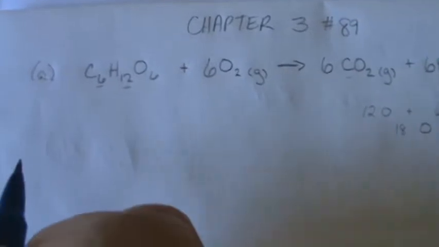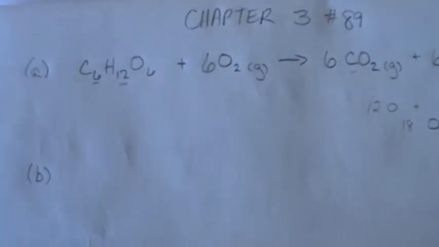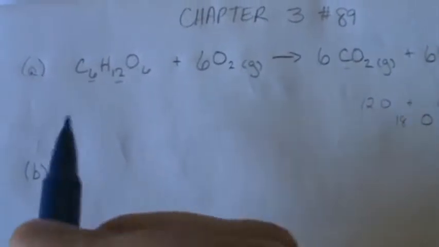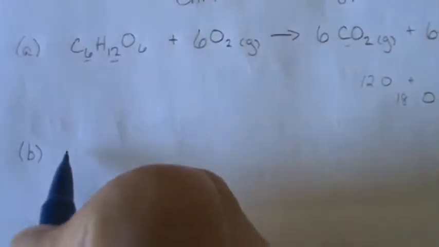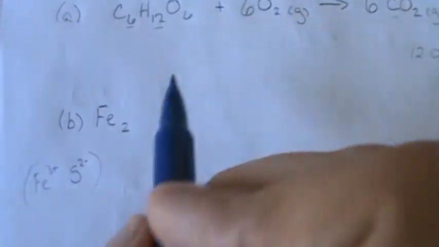I'll do one more. Okay, this is solid iron 3 sulfide. So let's remember, as an aside over here, that iron 3 is Fe3+ and sulfide is S2-. Okay, so that means that iron sulfide is going to be Fe2S3 and it's a solid.